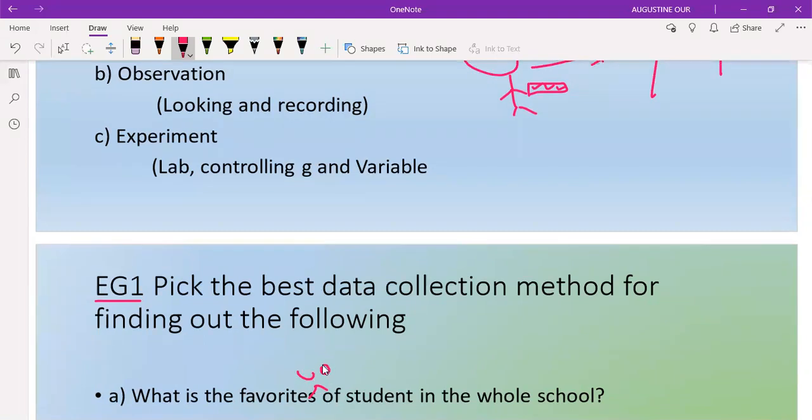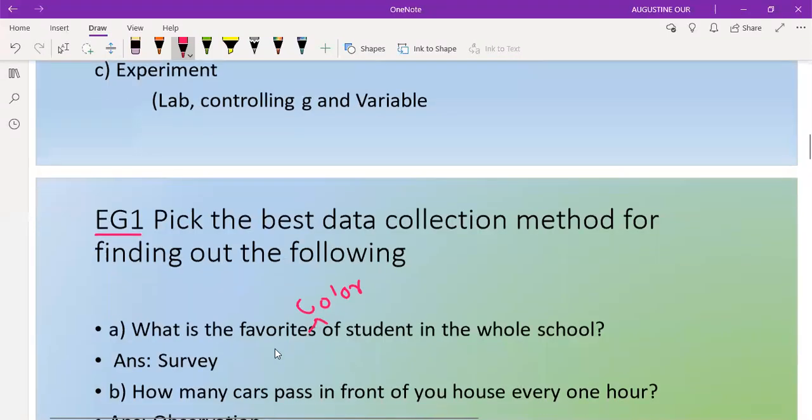Okay, maybe you want to know what color, let's say, Khalid loves, or maybe Najma. What color does one of your students love? So you'll go and ask them, right? That's what we call a survey. Remember, survey is associated with asking. Okay, so that's what we call a survey.